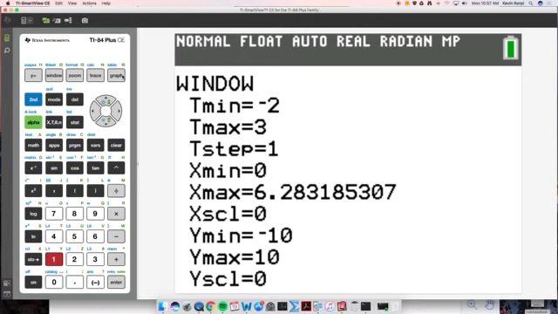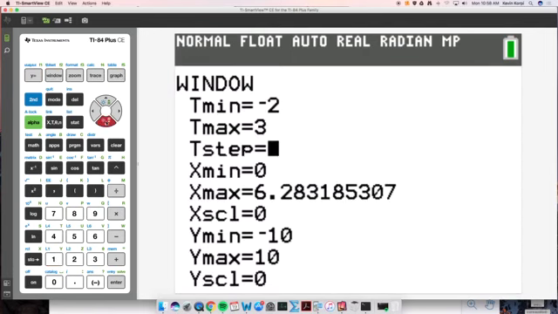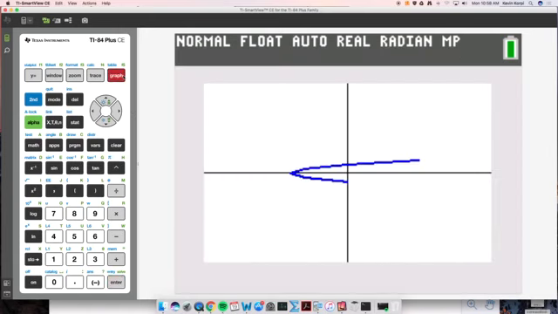Now because parametric gives you speed, path, and direction, watch carefully when you hit graph. See if you can appreciate the speed and the direction. Oops. I did not go from -10 to 10. Sorry. -10 to 10. There we go. Now do that. Boom. Oh, did you see it even graph? It graphed so fast you didn't see it.